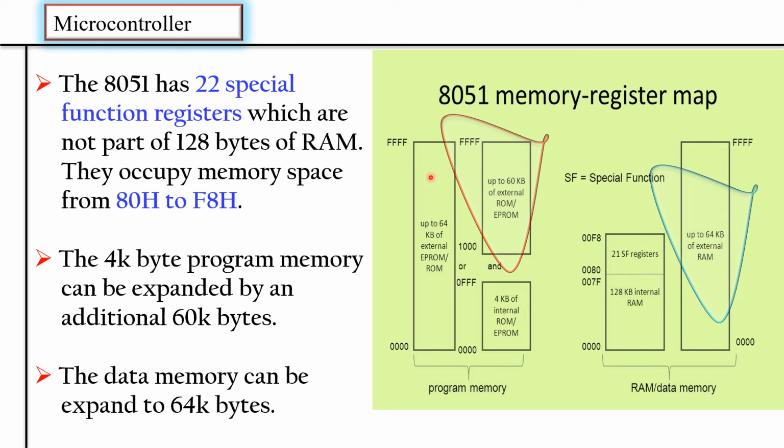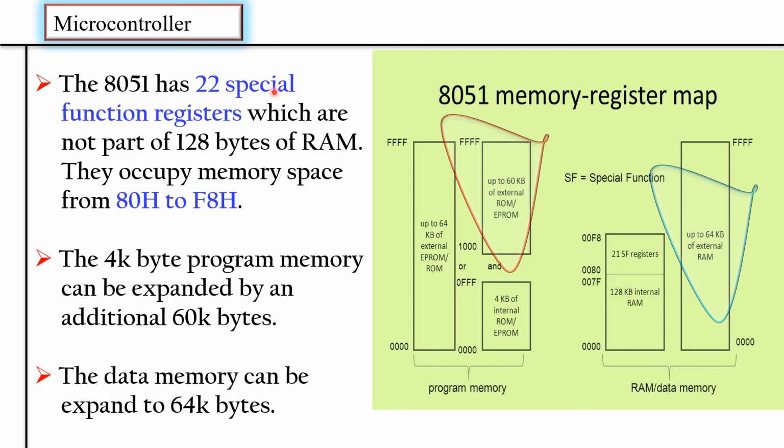See, it is shown here. You have highlighted this. You have shown that it can be expanded. Both the program memory as well as the data memory can be expanded, okay, up to 64 kilobytes. So we have seen this in the features of 8051. So this was nothing but the memory mapping of 8051.